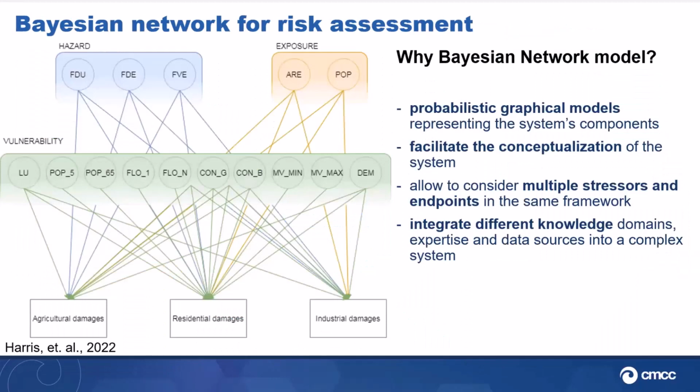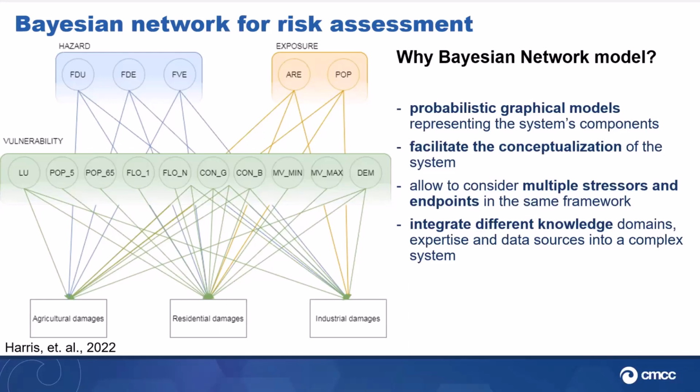So in this context, we found Bayesian networks useful, and they helped to solve our problem and our exercise. Why Bayesian network? Because it is a probabilistic graphical model. As you already saw before, it's easy to represent the system components. For example, here you see different nodes representing the different variables that we take into account in our model. It also facilitates the conceptualization of the system. Leno already presented how we conceptualize and translate it into the network, and here we do the same.